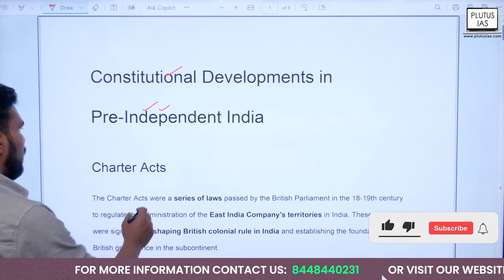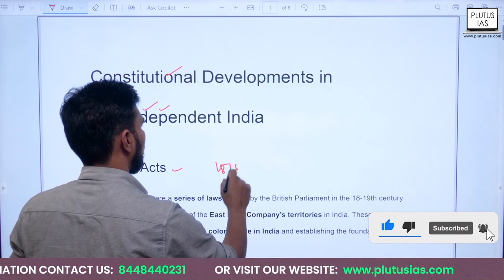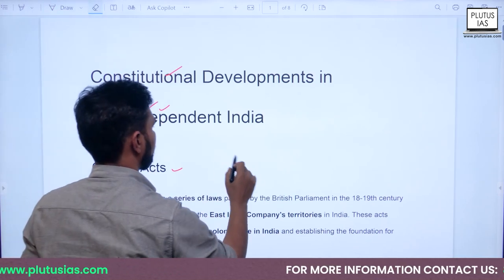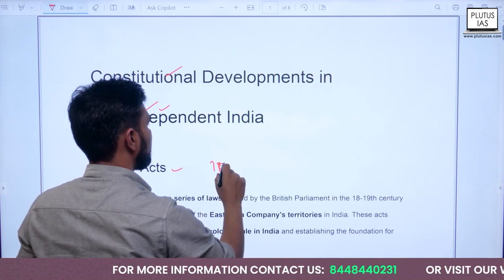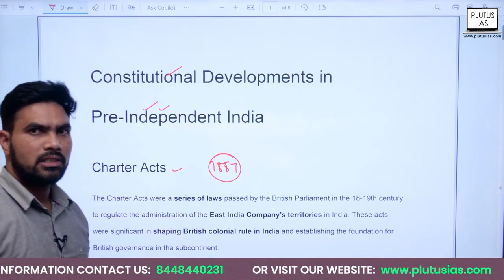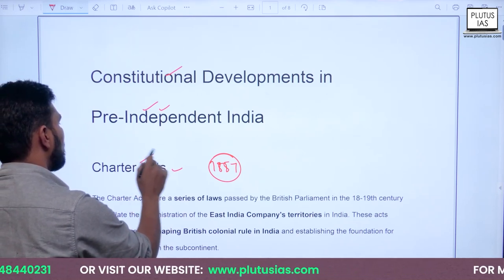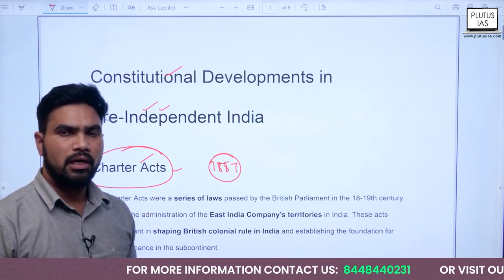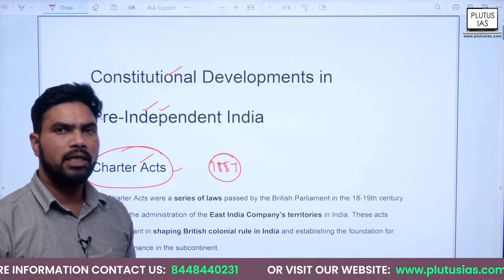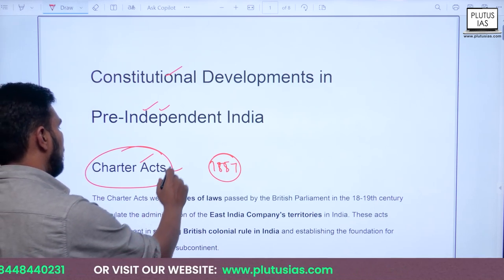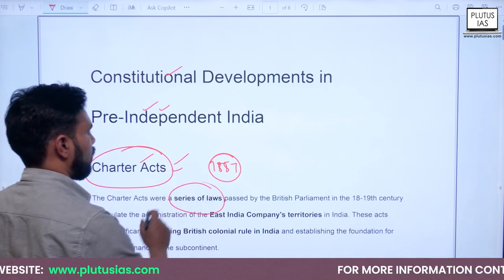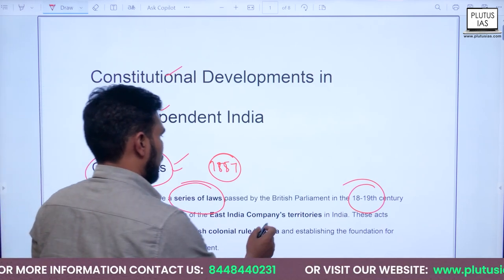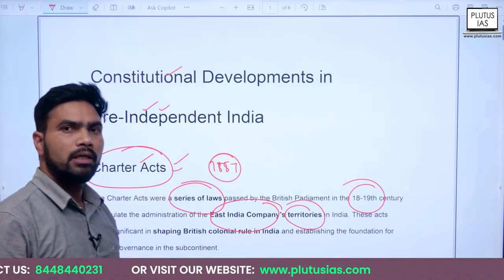Right. So friends, before the 1857 revolt, whatever acts were passed by the Britishers are called Charter Acts, because these acts were passed to regulate the affairs of the East India Company. Because of that reason, these acts are called Charter Acts. These are a series of laws passed in the 18th and 19th century to regulate the East India Company's territories in India.